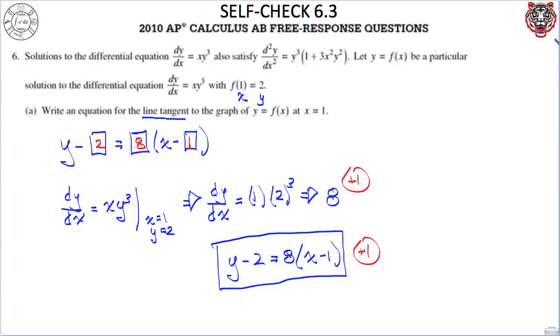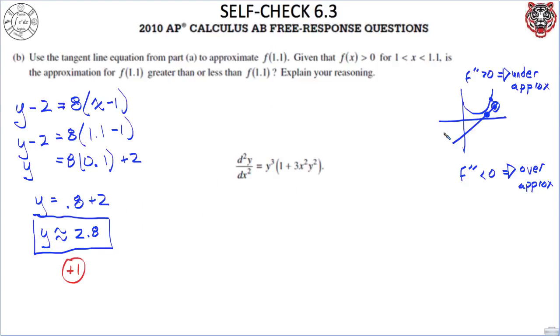So, we need to go back to this part. We have our second derivative right there. So it's y cubed, and maybe I can just screenshot this and bring it into our next slide. So, we have our second derivative here, and we only care whether or not this second derivative is positive or negative. So we don't really need to sub in values here. We know that anything squared is going to be positive, so this whole thing here is going to be positive. We only really need to know, is this y cubed going to be positive? And it tells us that.